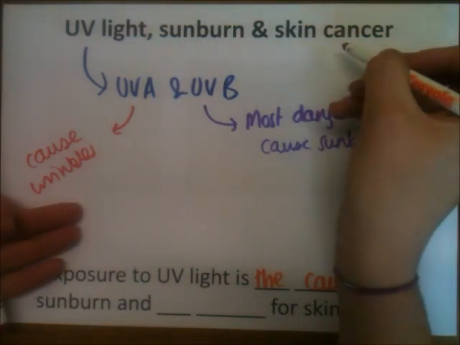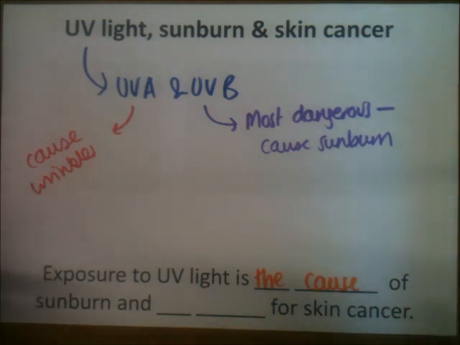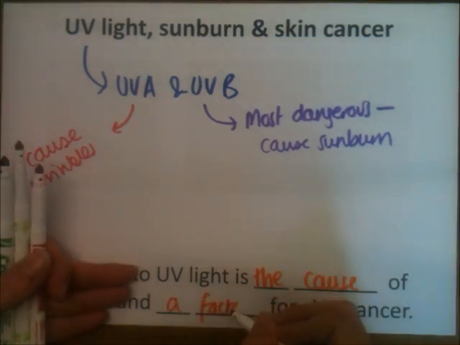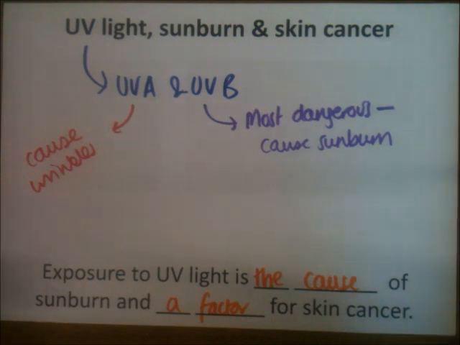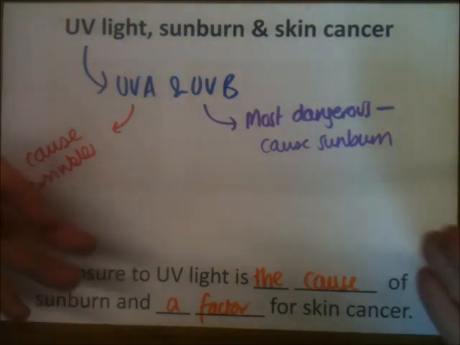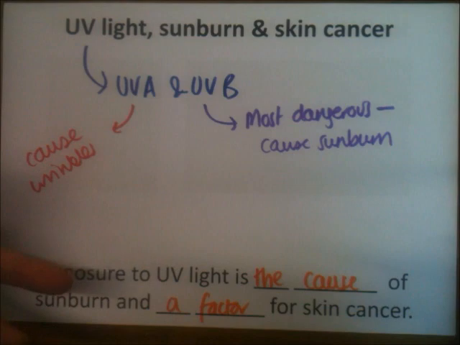However, sunburn and skin cancer. Skin cancer, you can get it in other ways. The only way to get skin cancer is not through sunburn, but it is one factor. So sunburn is a factor for skin cancer. And that means that UV light is a factor of skin cancer. So UV light causes sunburn, but because sunburn isn't the only way that you can get skin cancer, there are other reasons. It can just appear on its own naturally, that kind of thing. UV light is just a factor for skin cancer.